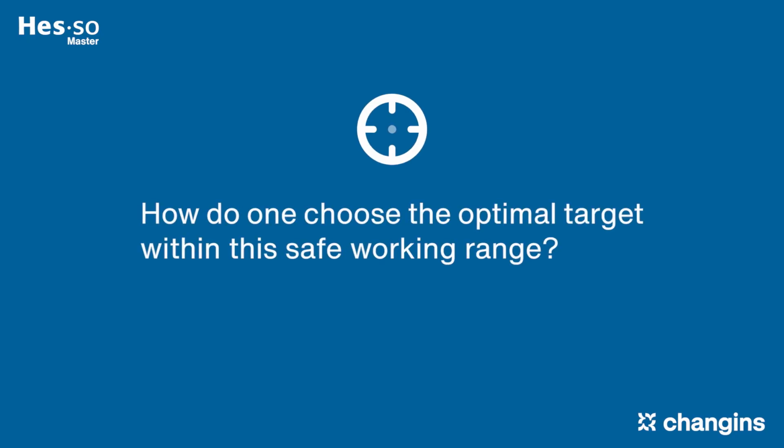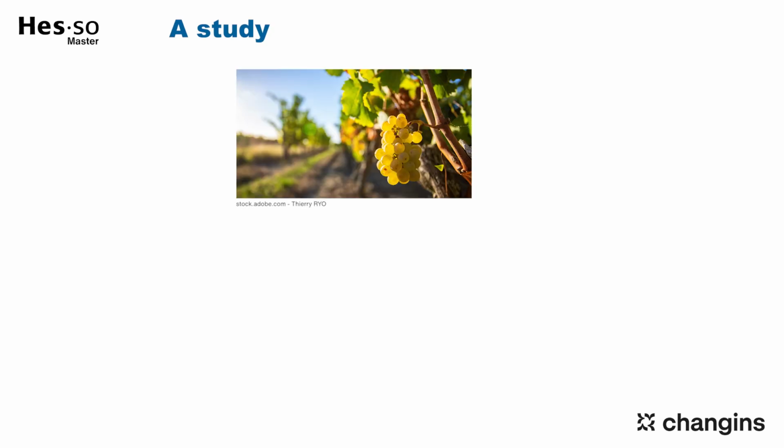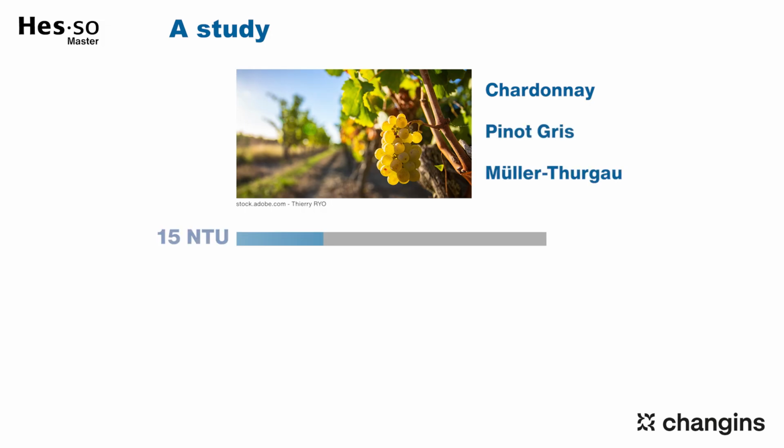So, how does one choose the optimal target within this safe working range? A particularly compelling study, Effect of Juice Turbidity on Fermentative Volatile Compounds in White Wines, offers useful guidance. Conducted on 3 white grape varieties, Chardonnay, Pinot Gris, and Müller-Thurgau, across 6 turbidity levels ranging from 15 to 350 NTU, the study provides a solid experimental framework.